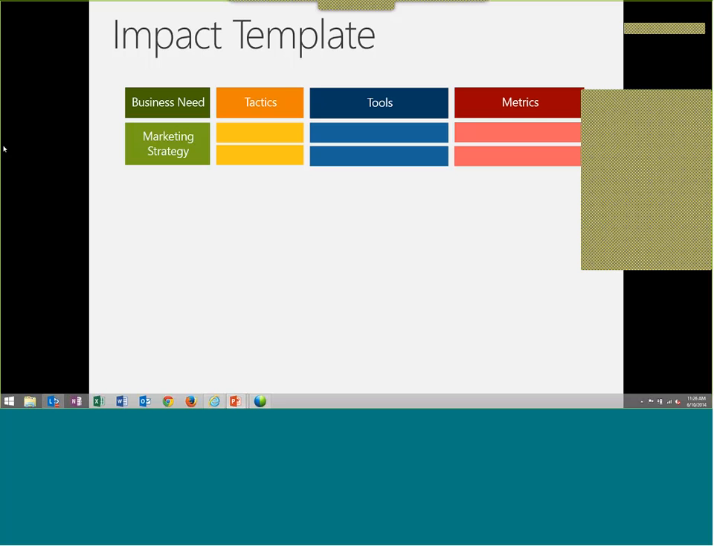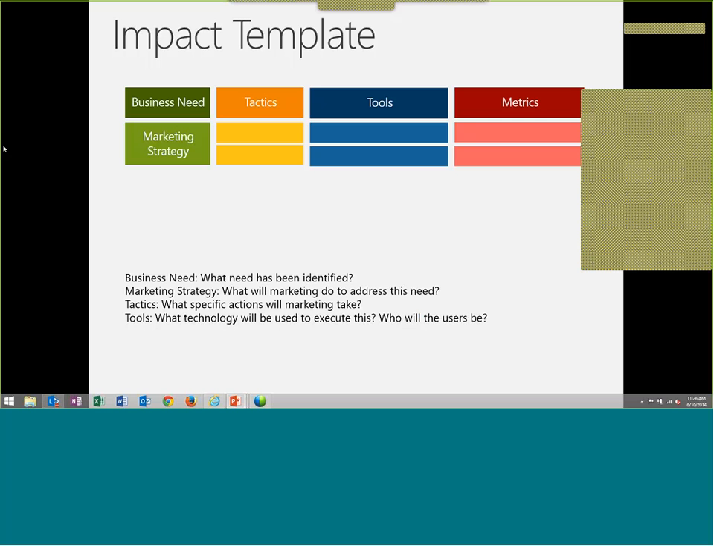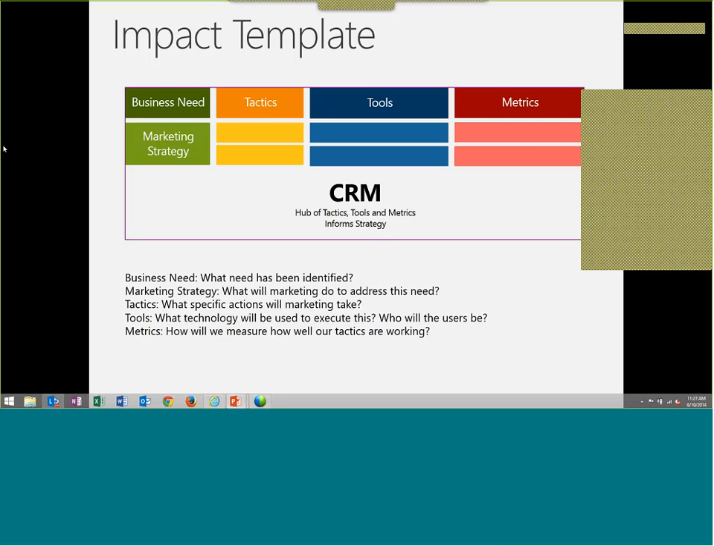So the business need is supported by the marketing strategy, which in turn is supported by the marketing tactics, the marketing tools, and the marketing metrics. Again, it's building in a step-by-step approach to always pulling this back up to understanding the business need that we have and applying the tactics and the tools and the metrics to execute on that. The piece that I think is important from PowerObjects' perspective is to continue to have CRM as the hub of where those tactics, tools, and metrics live and are identified and are visible, because that's what informs your strategy and informs how that strategy is going to tie back into the business need.